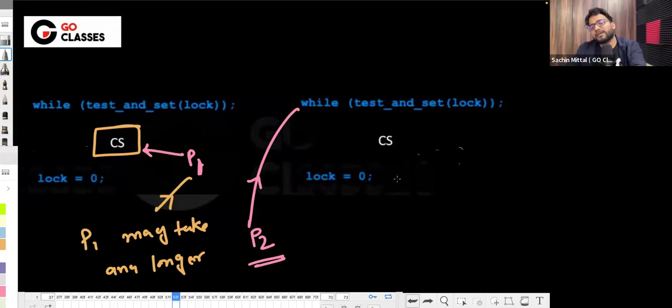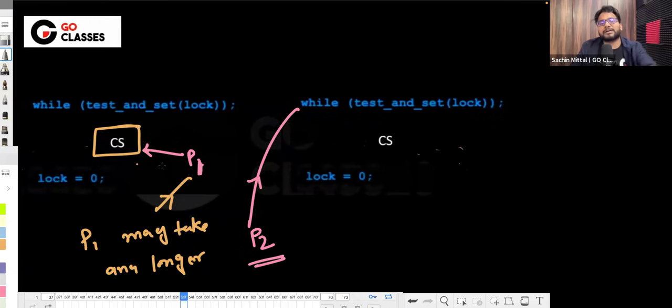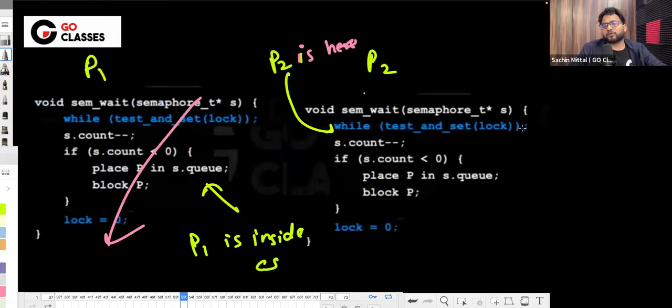But in case I apply test and set to the critical section of the operating system code, in that case this busy waiting is very short. Okay, so we are applying test and set, but not to the user's critical section directly. We are applying it to the operating system's critical section. Understood? So in that case the busy waiting is very less.